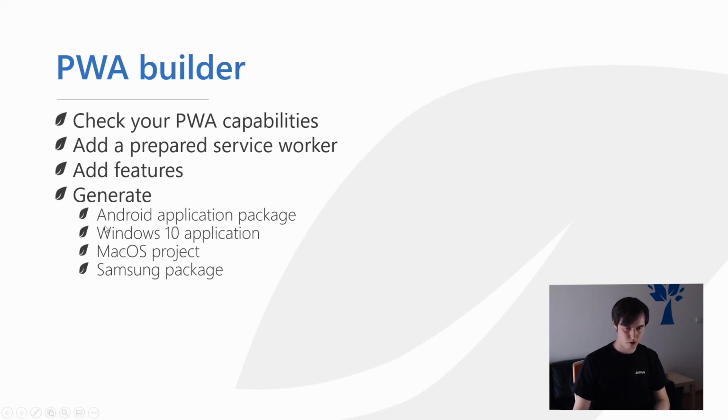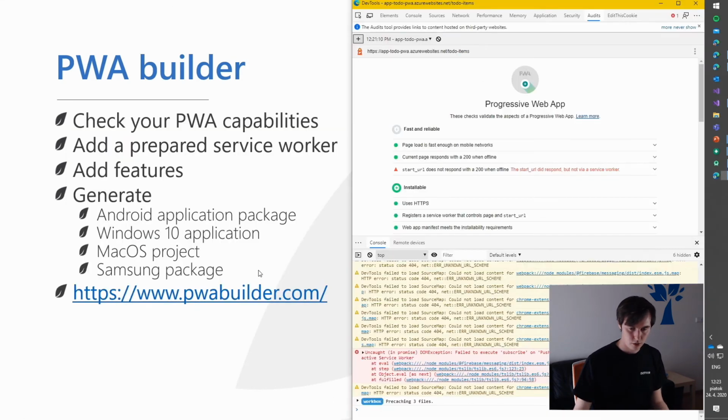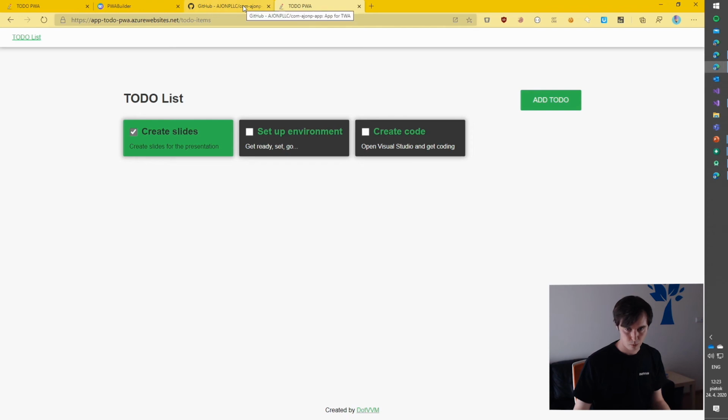You can see that you can generate an Android application package, an application for Windows 10, or a direct package that you can upload. You can create a macOS project, so this can even create a macOS application, and a Samsung package that can be used for getting installed from the Samsung stores, for example, for their TVs. You can find the application here or the website.